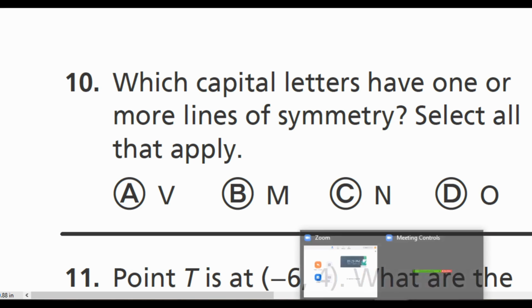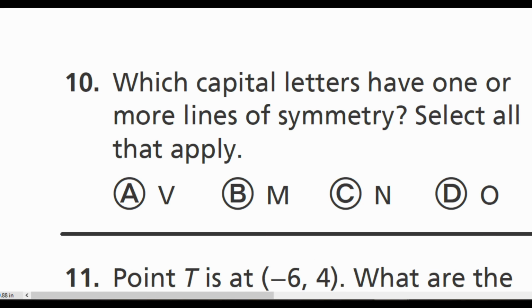Oh, where's my meeting control? So let's go annotate. So if I take my straight line tool and I look at V, what I'm seeing immediately is that will definitely fold it onto itself, right? I don't really see anything else here, but it doesn't matter because I have one line. Which capital letters have one or more? As soon as I prove one, I don't have to sit here and think about it. So I'm definitely going to go with A.